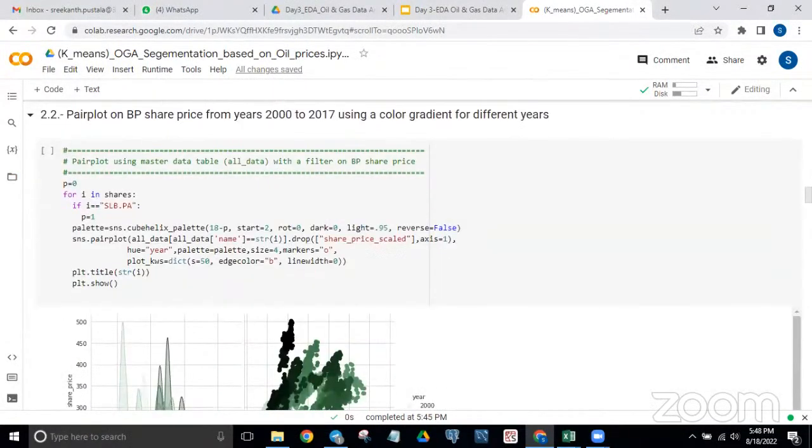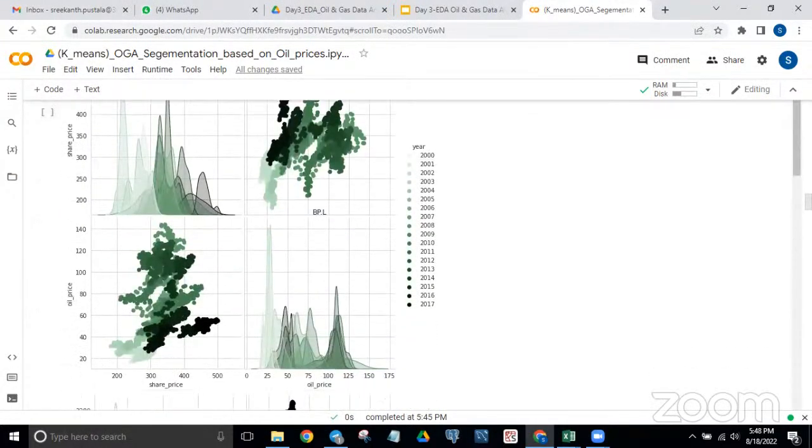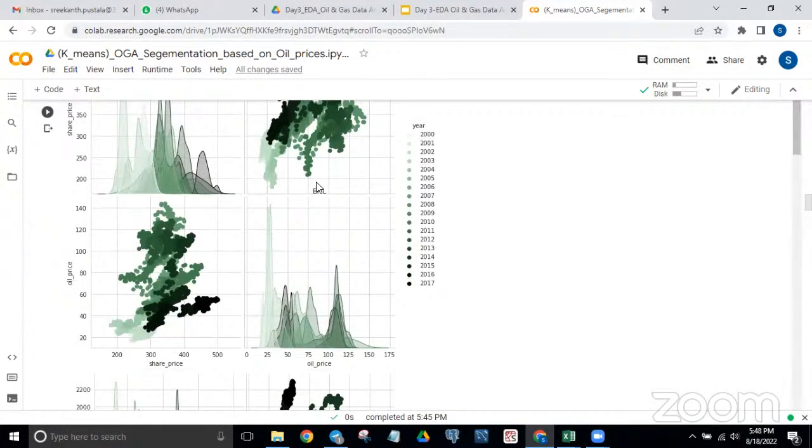In the same way, as I have explained earlier, we can take a pair plot. Why are we taking a pair plot? I am trying to find the correlation between these values. In this particular company, what is happening between share price and oil price, that we are trying to find out here. I have taken the share price on the x-axis and oil price on the y-axis. So now I am trying to compare these values.